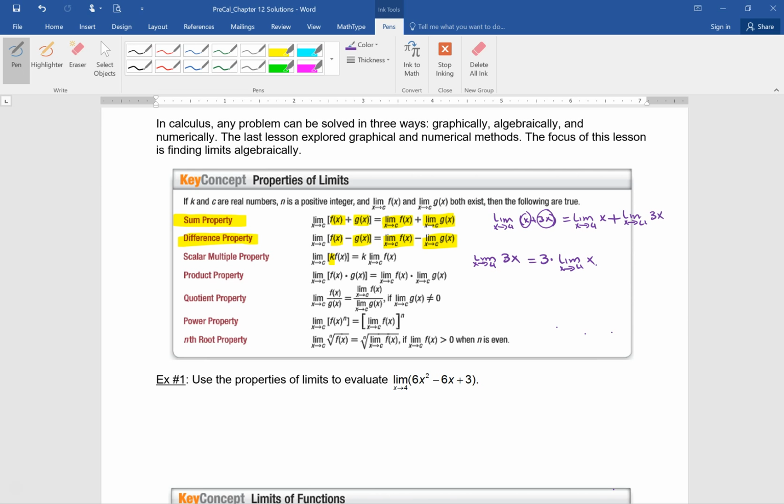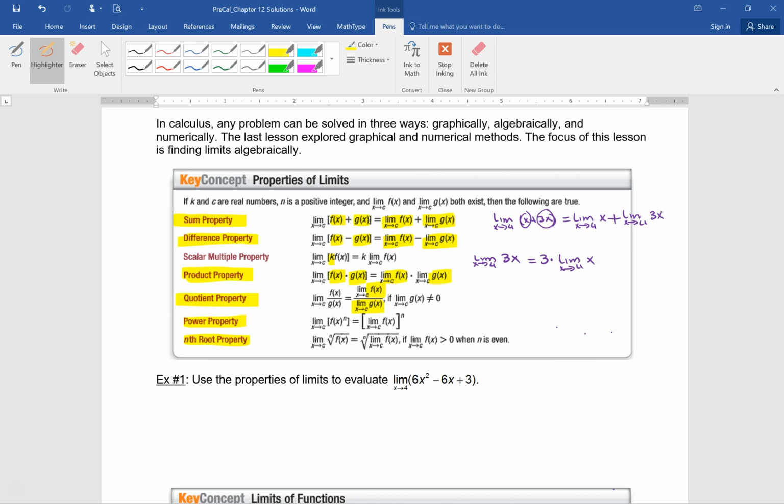Now let me go through these first. The product property is the exact same as the sum and difference. If you want to find the limit of something times something, you can find the limit of the first and the limit of the second separately, and then multiply them. Same with the quotient. You can find the limit of the first thing separately, the limit of the second thing separately, and divide them. And then we've got the power and the nth root property, which we'll go over in examples.